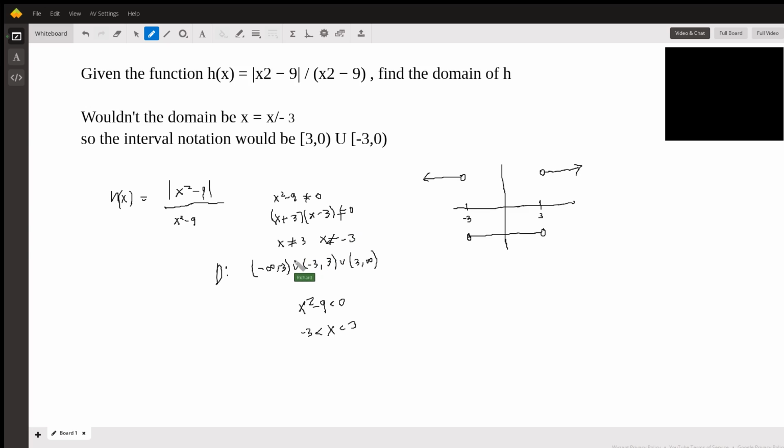So that's our domain. Sometimes you can get away with expressing the domain like this: x can't be 3, x can't be negative 3, but it looks like the teacher wants the interval notation, and that's all you need.